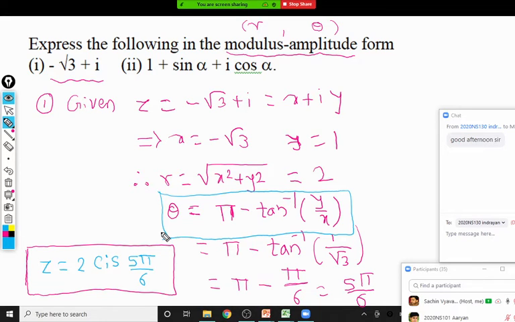Is there any doubt here? No, sir. No doubt. Okay, so that's about question number 1, which is minus root 3 plus i.